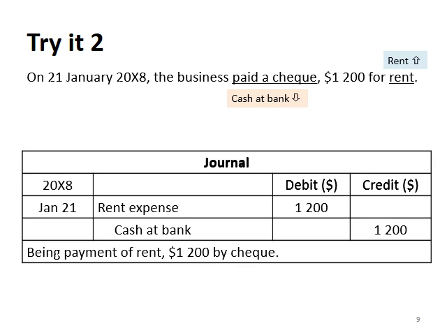And remember to change the date to 20x8 January 21st. And you know that for increase in rent, which is an expense, we will debit the account by $1,200, and a decrease in cash at bank account, which is an asset, we will credit the cash at bank account by $1,200, and the narrative is being payment of rent $1,200 by check.